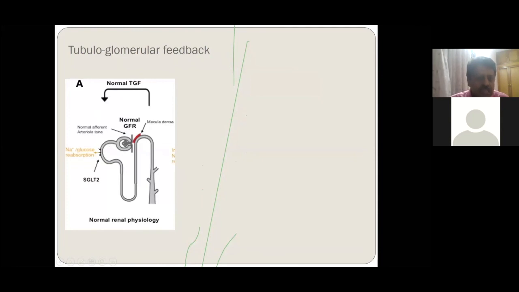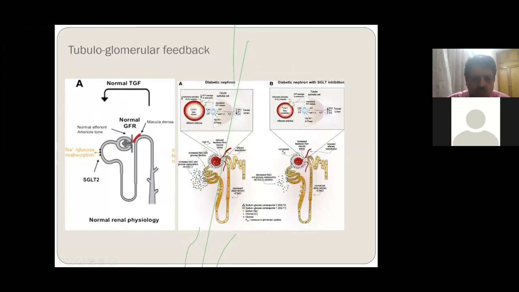So whenever there is decreased sodium, the distal tubule senses it as a volume contraction state and increases the afferent arteriolar dilatation. So it will maintain the glomerular filtration rate. In diabetes, more and more sugar is excreted, and there is more and more absorption of glucose along with sodium, which will lead to less sodium delivery to the distal tubule.